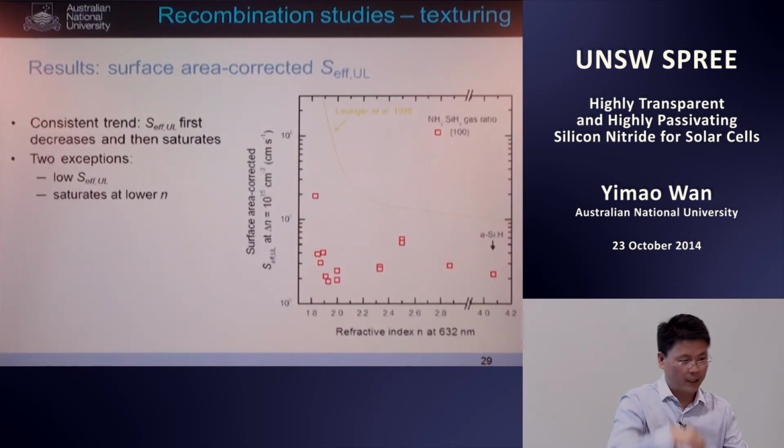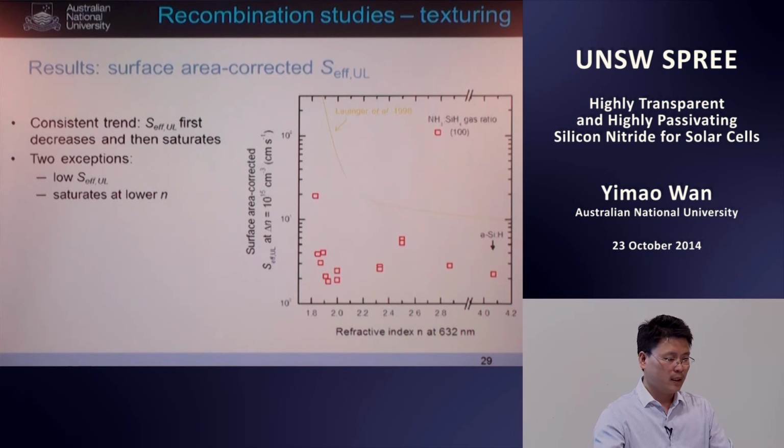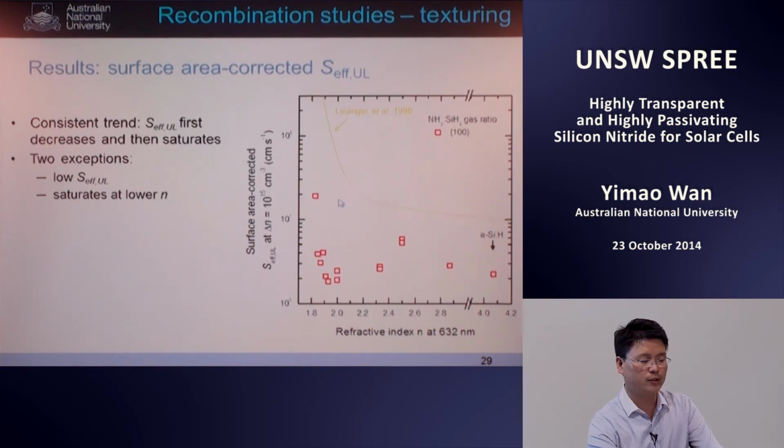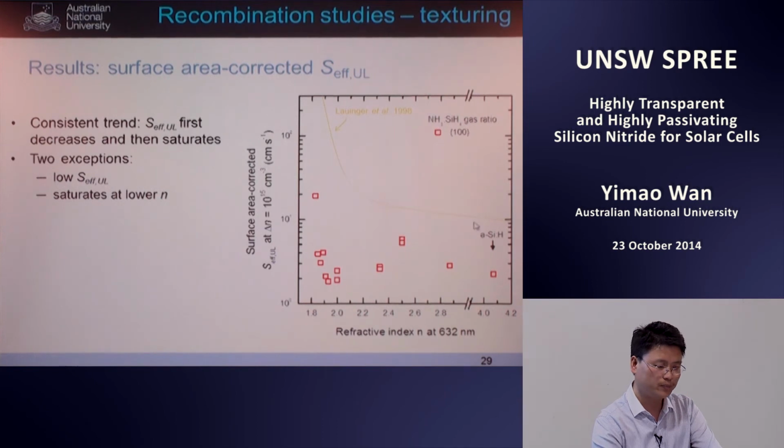And here are the recombination results. This result is after surface area correction, which means for planar, the area ratio is 1, but for texture surface, we use an area ratio of 1.7. Firstly, for planar 100, the recombination shows quite similar trends to the classic trends, like this representation from Lauinger, which shows recombination decreases as the film becomes silicon rich. And this is quite consistent with our experimental variation of gas ratio.